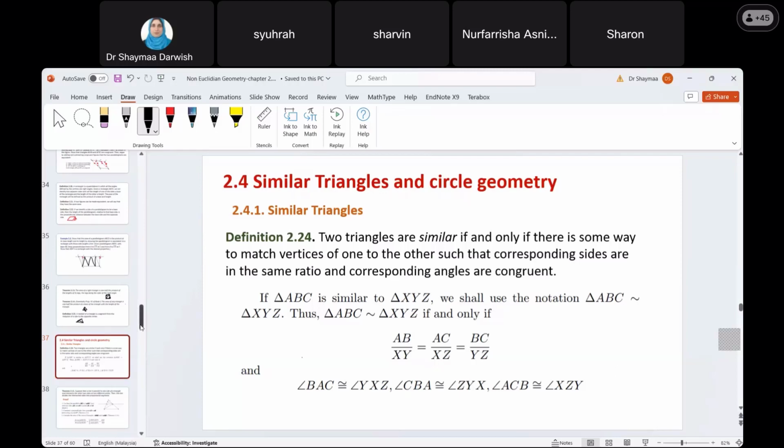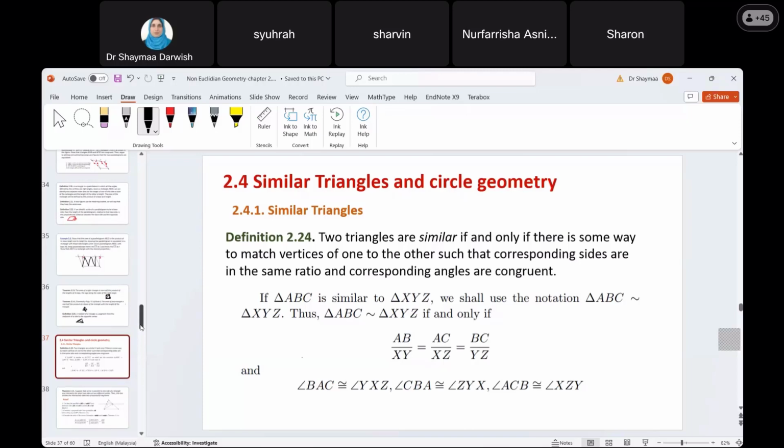Angles, which means that they are not congruent to each other, they are similar to each other. We can say that two triangles are similar if the three angles are equal. The triangles are similar if and only if there is some way to match vertices of one to another such that the corresponding sides are in the same ratio and the corresponding angles are congruent.